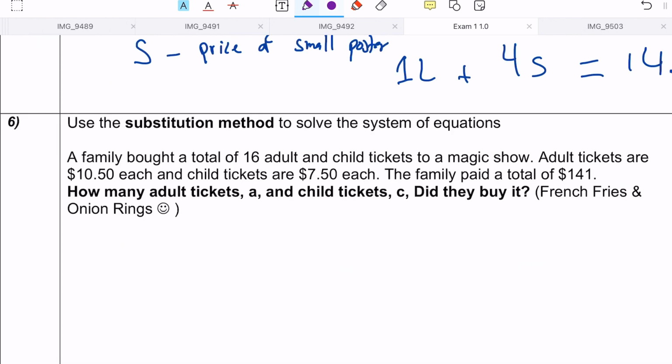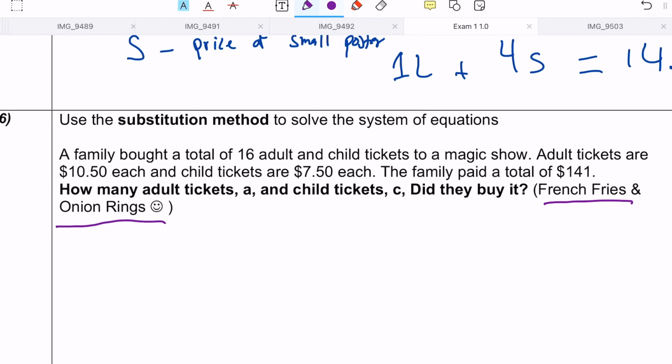We're going to use the substitution method, our famous French fries for onion rings. I hate that. You hate that? Okay, so this is going to be kind of putting everything that we've learned together, all together, okay?